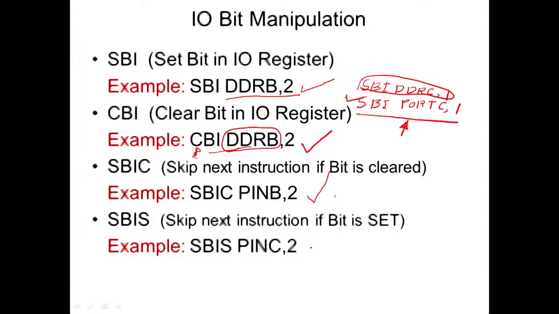Similarly, this one more instruction is similar to that, but in this case the next instruction will be skipped only if the bit is set. That means if that pin is at logic high, the next instruction will be skipped, otherwise it will execute the next instruction. So these are the IO bit manipulation instructions. If you have any doubt in these instructions, please ask me.